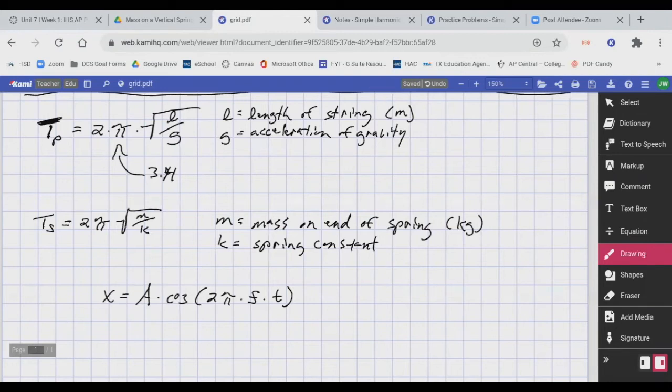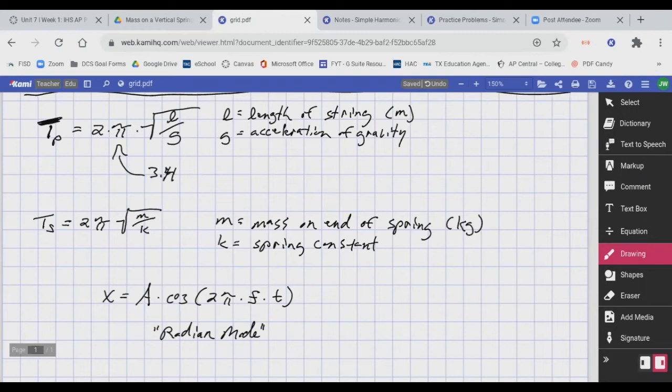Now, for this, your calculator has to be in radian mode. You have to be in radian mode. This is so rare that we use radians in physics, but because you're taking the cosine of 2 pi, you have to be in radians.